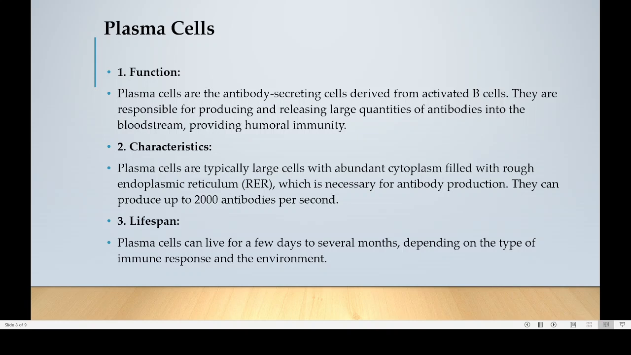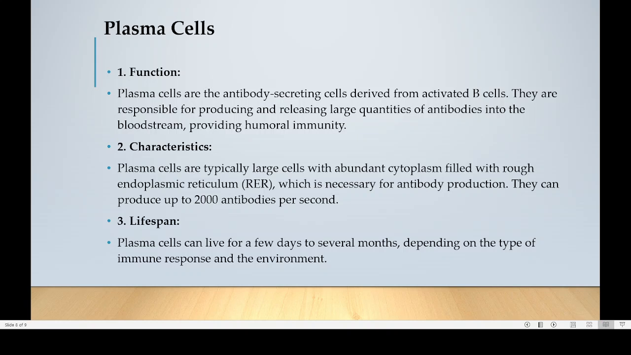Antibody producing cell, and they are developing from a type of B cell, and they are responsible for releasing large quantities of antibody. So those cells which are producing thousands of antibodies at a time are known as a plasma cell, and providing humoral immunity. Humoral means antibody mediated or antibody controlled immunity. Their characteristic feature is that they are typically large cells with abundant cytoplasm filled with rough endoplasmic reticulum, which is necessary for antibody production. They can produce up to 2000 antibodies per second. So that is the characteristic of plasma cell.